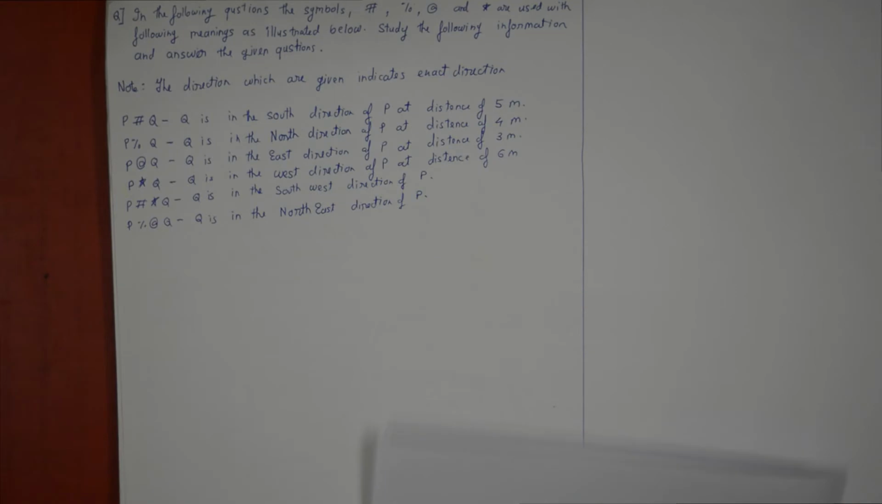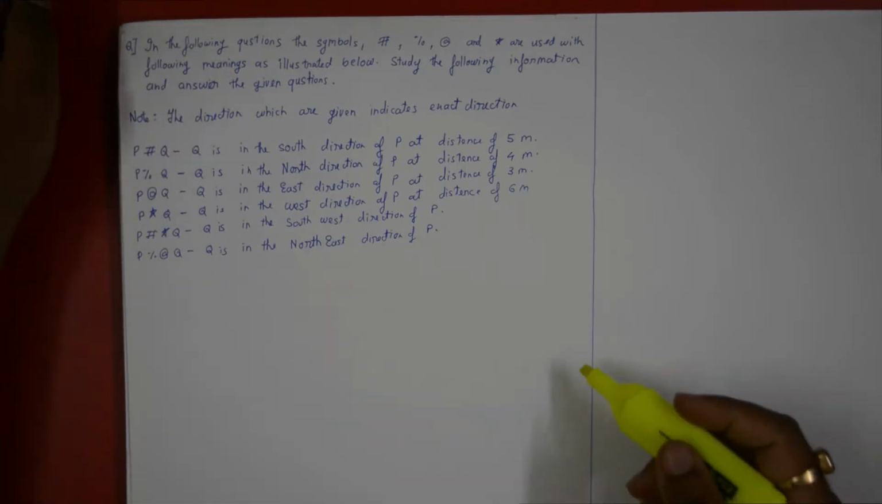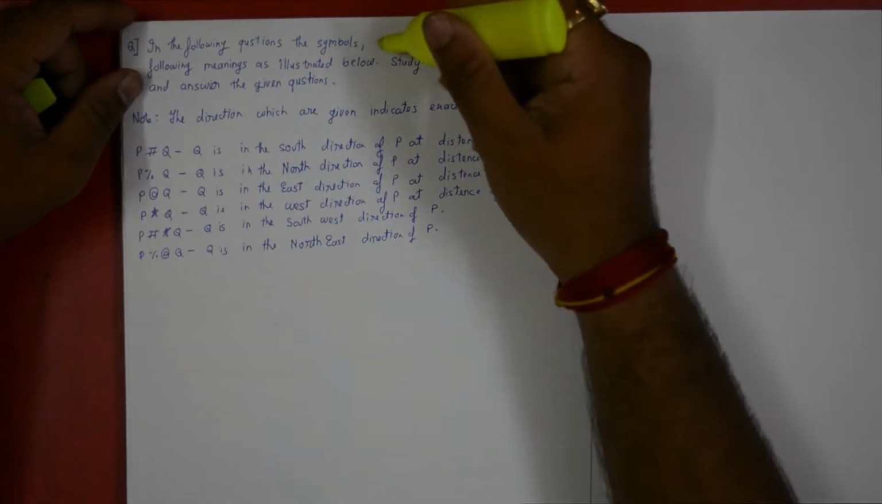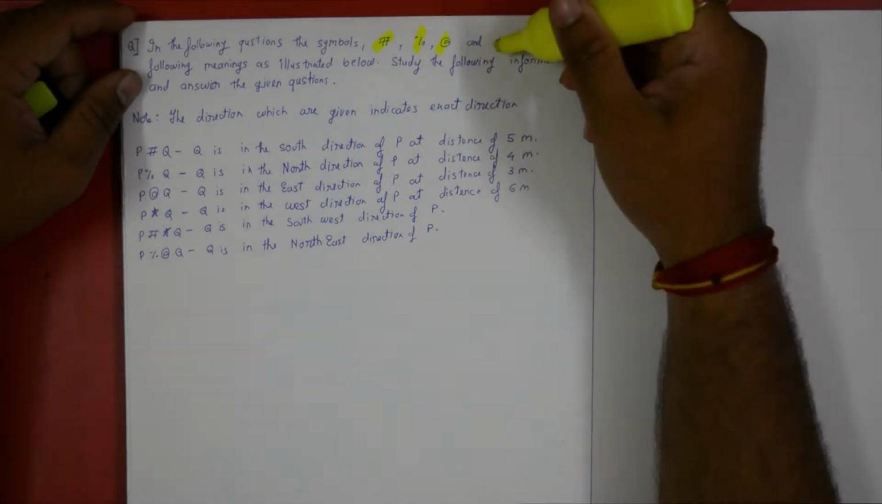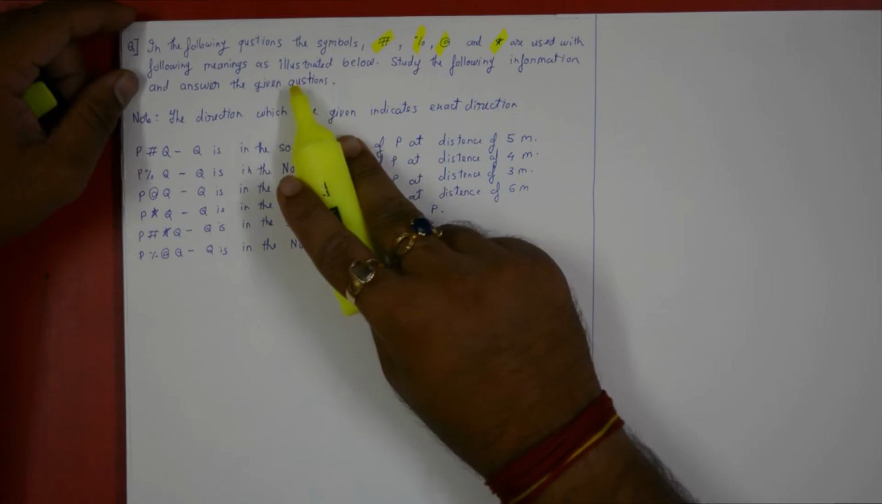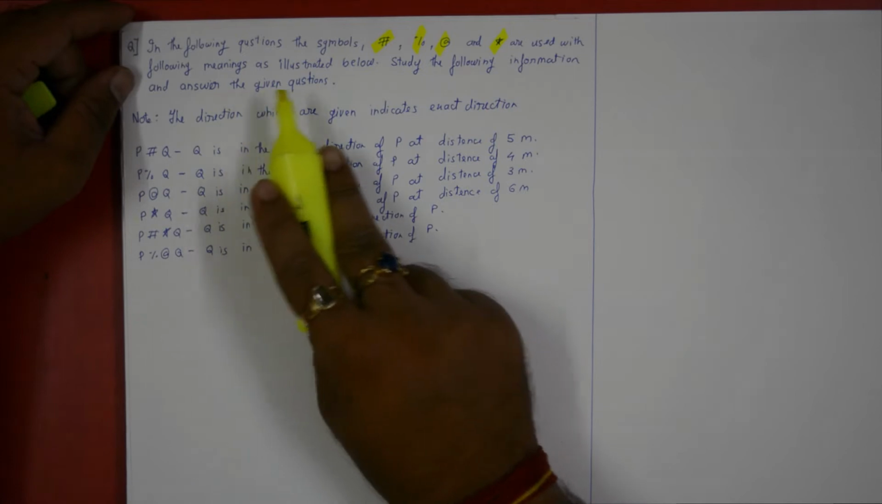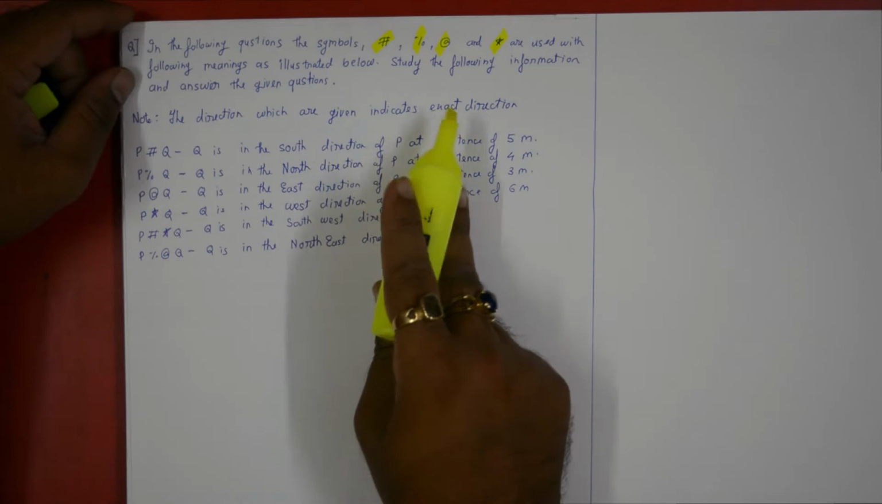So today's question is based on directions. Let's first read it. In the following questions, the symbols hashtag, percentage, at the rate, and star are used with the following meanings as illustrated below. Study the following information and answer the given questions. The directions given indicate the exact direction.